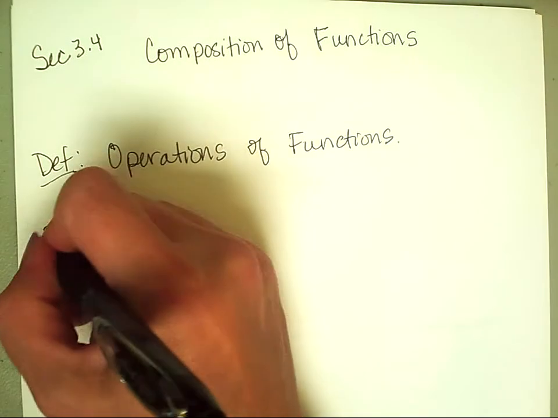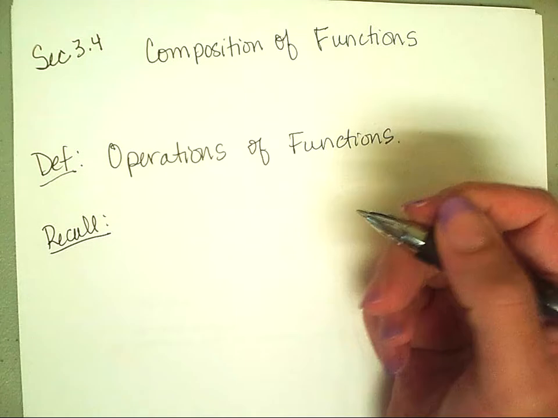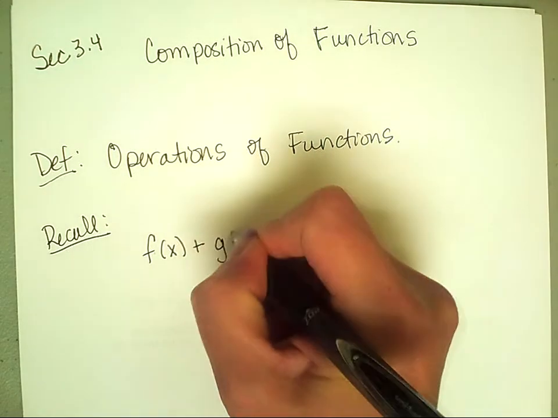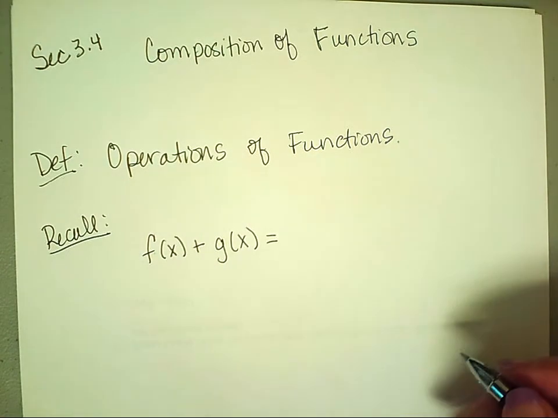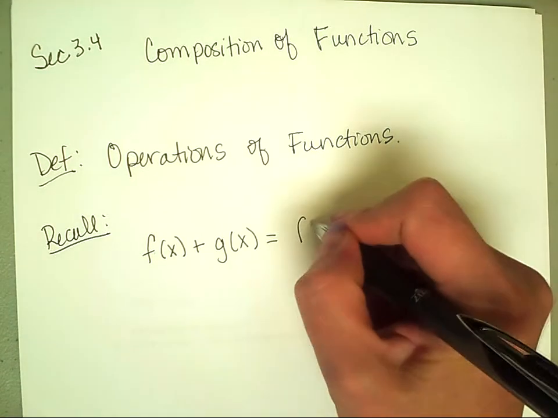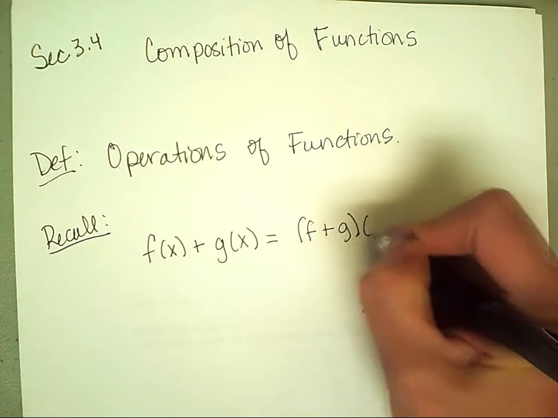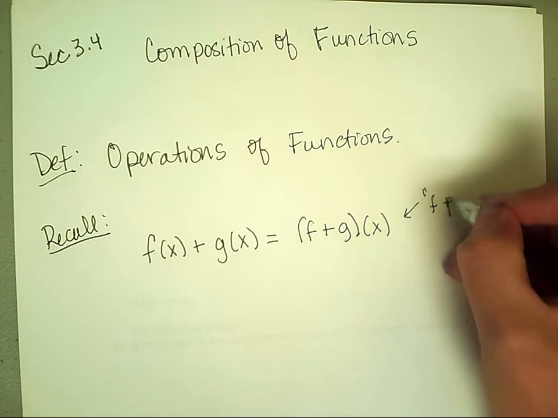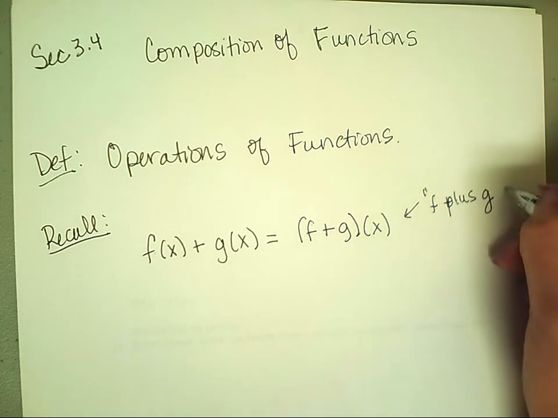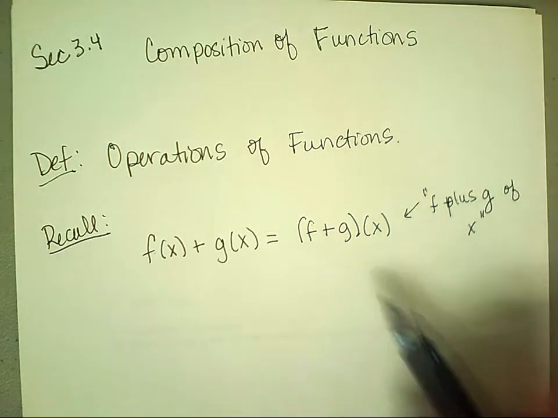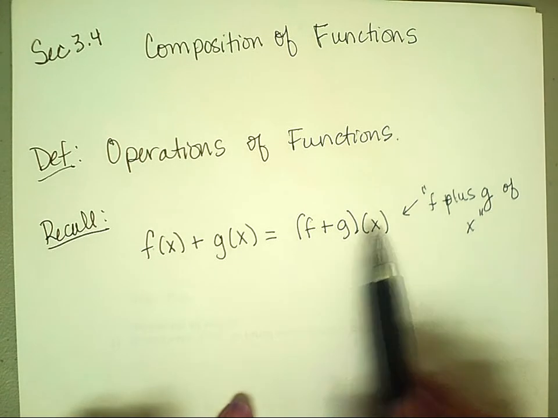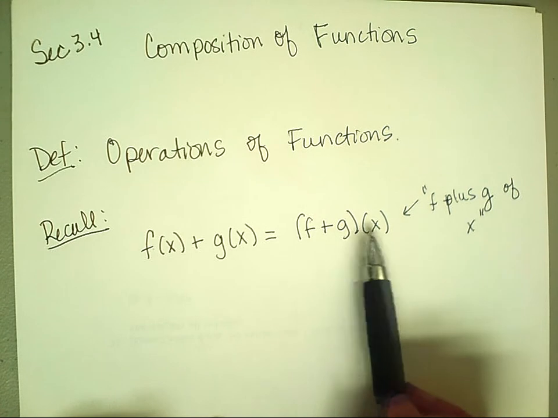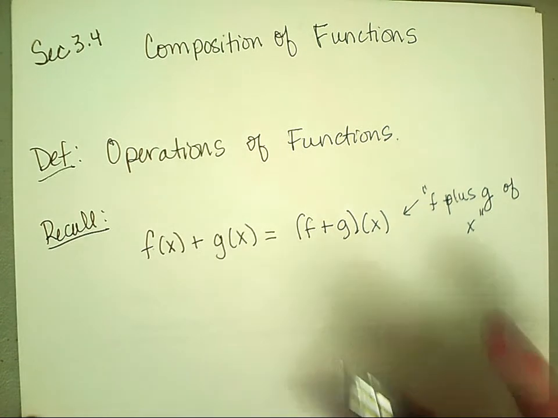So recall, you could add two functions. Okay. So we could add a function f and add it to g. And a new notation for us to write that is I could take f plus g of x. So this is f plus g of x. Okay. This does not mean multiply by x. Just like this is f of x and this is g of x, this means f plus g of x. It means this.